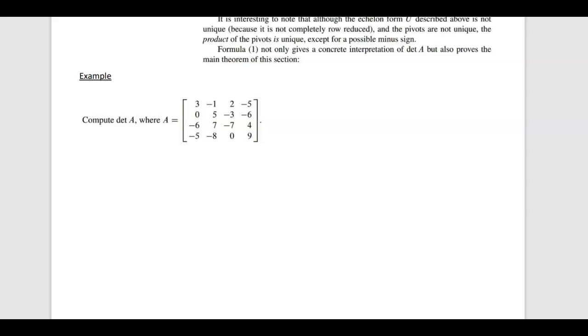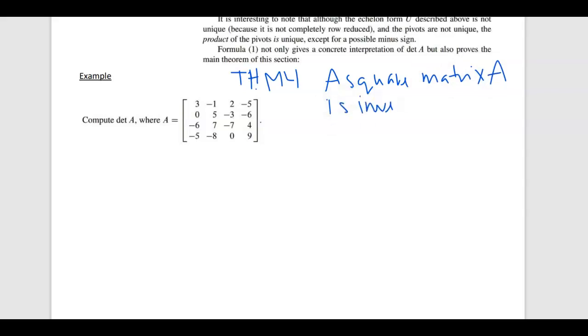I'm actually going to go ahead and write this theorem in here. I should have done it in our notes. So Theorem 4 in this chapter says a square matrix A is invertible if and only if the determinant of A is not equal to 0. Perfect.